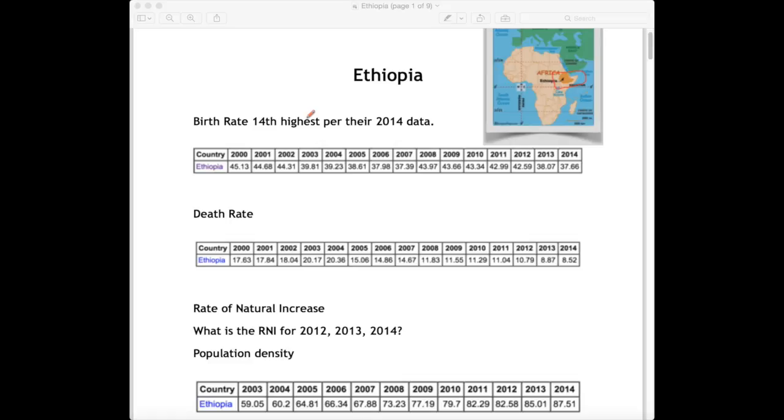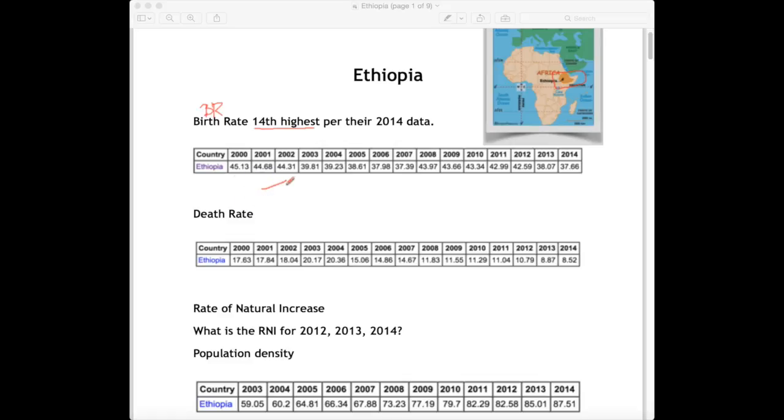Okay, so let's go back and do some review. We know birth rate, or BR, is the number of live births per 1,000 people in a population per year. Notice that Ethiopia, we already know, is the 14th highest per their 2014 data. But I give you about 14 years worth of birth rates, and notice over those 14 years, not all of them are the same. Again, it's not a steady trend.